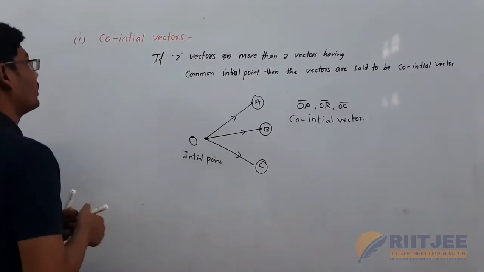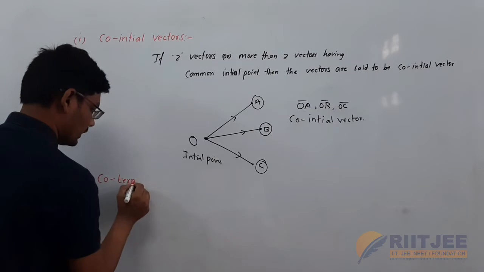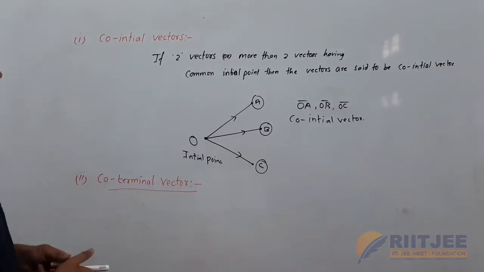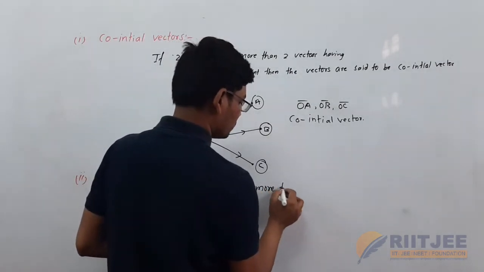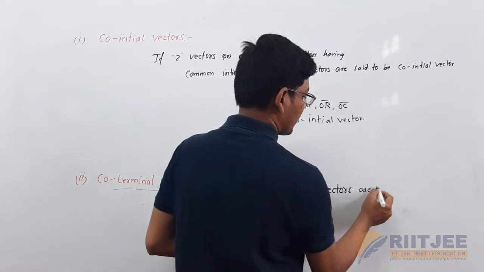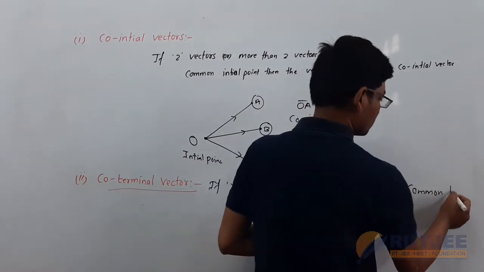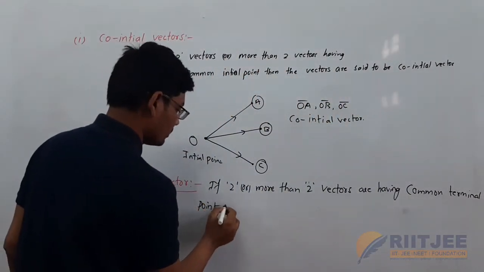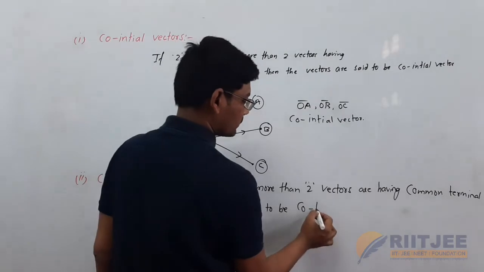And the next one is coterminal vector. Here is the definition of coterminal vector: if two or more than two vectors are having common terminal points, they are said to be coterminal vectors.